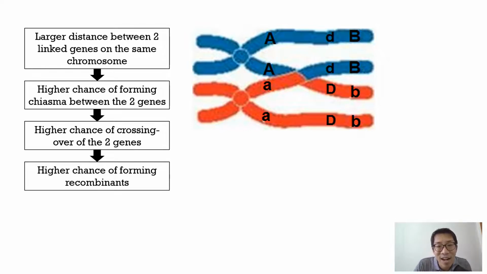In this case, our chiasma is formed between gene A and D because they're further apart, so there's more chance for the chiasma to be formed. Unlike between gene D and B, which is such a short distance, where it is a lot less likely for the chiasma to be formed between these two genes.